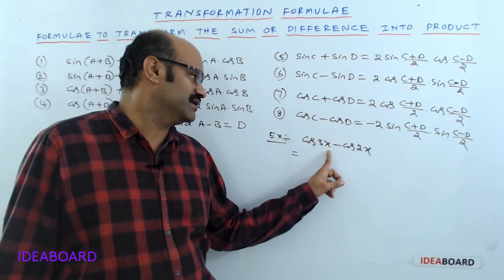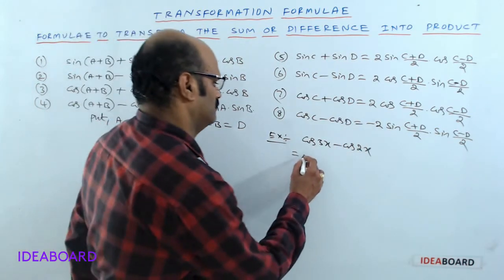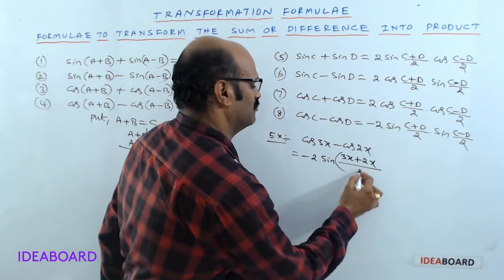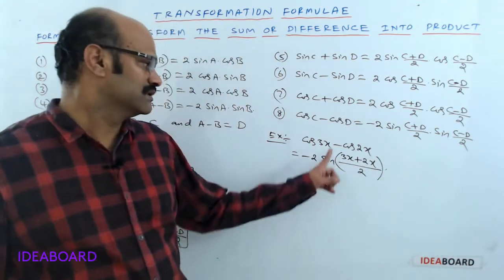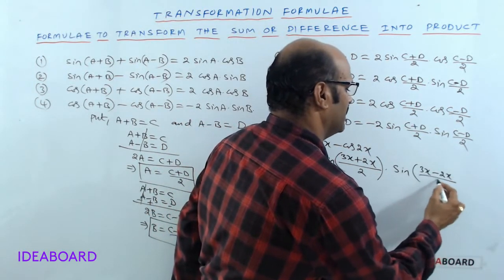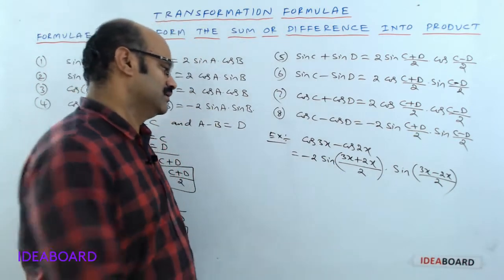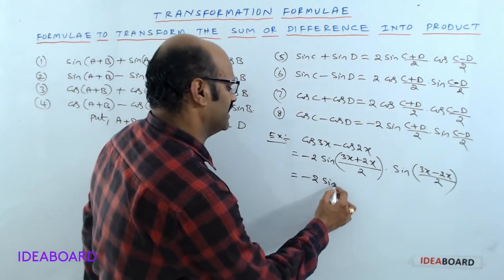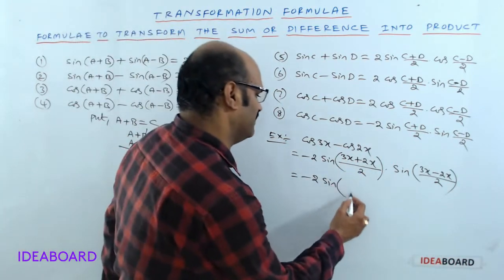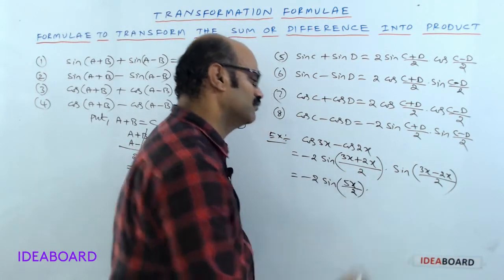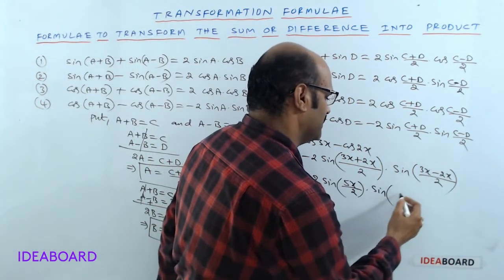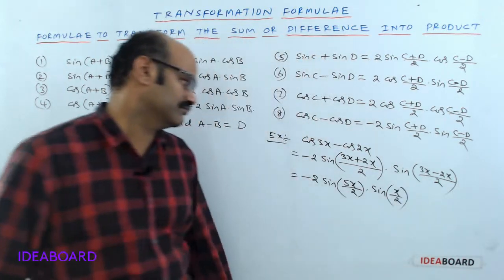Cos C minus cos D equal to minus 2 sin of 3x plus 2x by 2 into sin of 3x minus 2x by 2, equal to minus 2 into sin of 5x by 2 into sin of x by 2, since 3x plus 2x is 5x and 3x minus 2x is x.